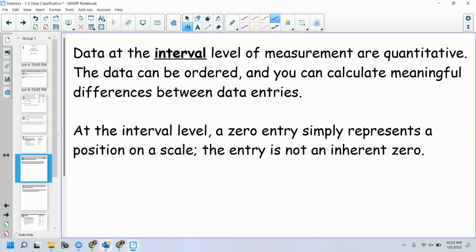Okay. There are other levels as well. We've got the interval level. So moving beyond that, getting more mathematical to it. Data at the interval level of measurement are quantitative. So now qualitative has gone away. You should never have any qualitative data in the interval level of measurement. It's only strictly quantitative. The data can be ordered, and you can calculate meaningful differences between the data entries.